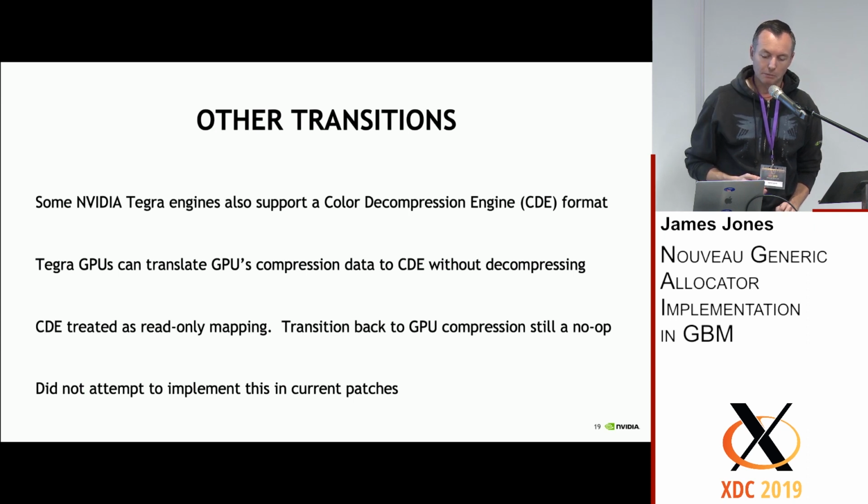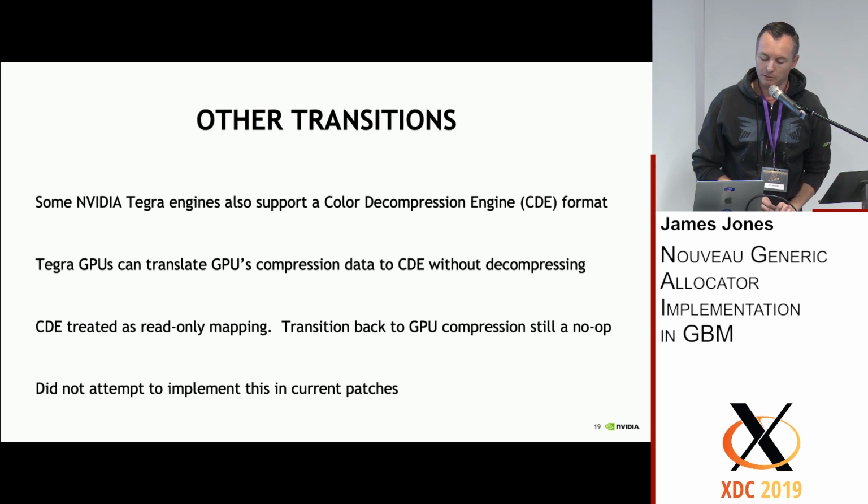And so the GPUs have the capability to translate from the GPU compression format to this other compression format in place. Again, this will happen without sending all the bits across the bus, so you still get the memory bandwidth savings. You just have a little bit of memory bandwidth to read back and write back the compression formats. And once again, importantly, the CDE mapping is treated as read-only. So if you want to transition back from CDE to the GPU compression, it's still a no-op. The data hasn't changed, so the compression store is still valid, and there's nothing to do.